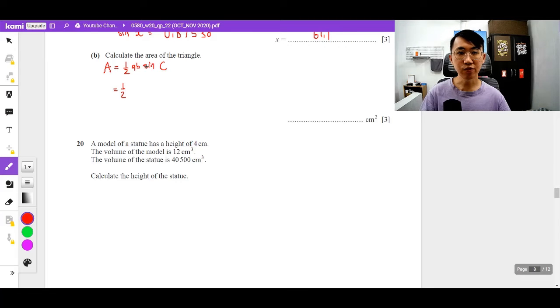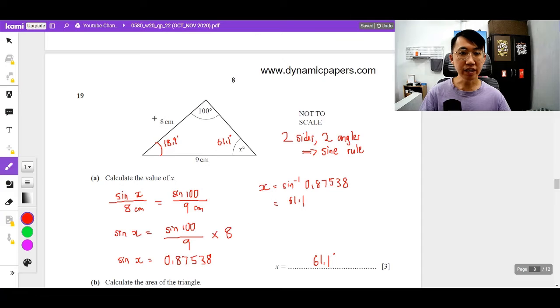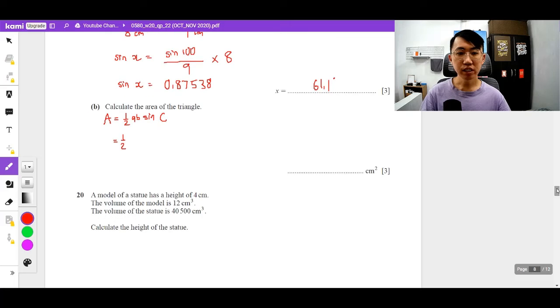What is the meaning of AB sine C? Let me show you. Alright, AB is these two lengths right here. A and B are lengths, okay? Sine C means this sine degree, sine 18.9 over here. So let's plug into the formula: 8 times 9 times sine 18.9 degrees, okay?